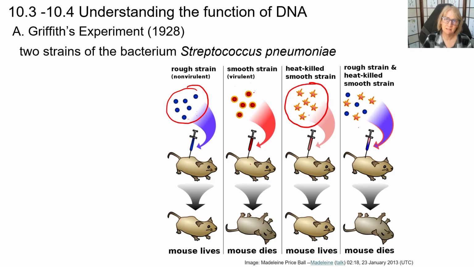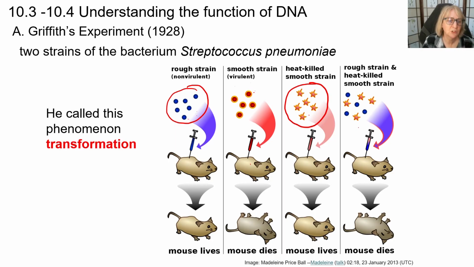Which doesn't make sense. And we talked about this when we talked about horizontal gene transfer. Griffith described this process as transformation. He said that the rough were transformed by some substance inside the smooth strain, and that smooth strain took over and turned them into live, smooth strained mice, which is actually what is in these mice, these dead mice.